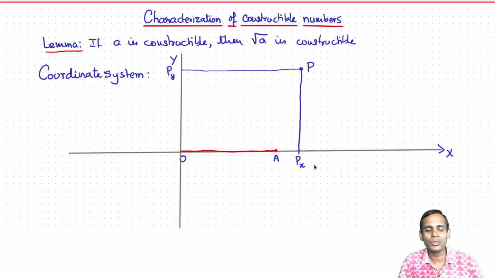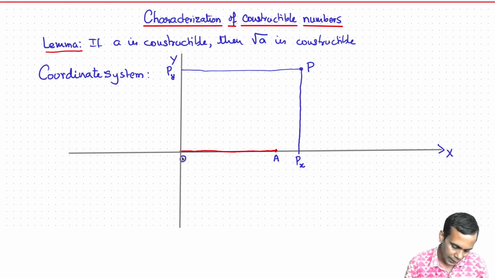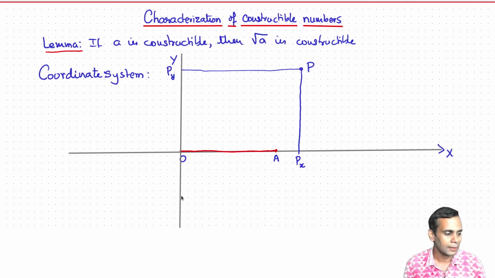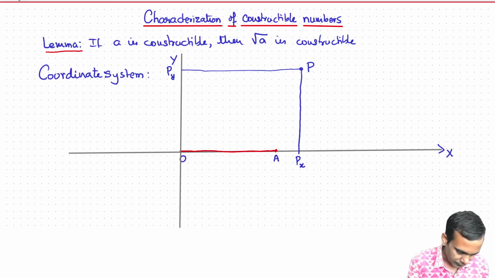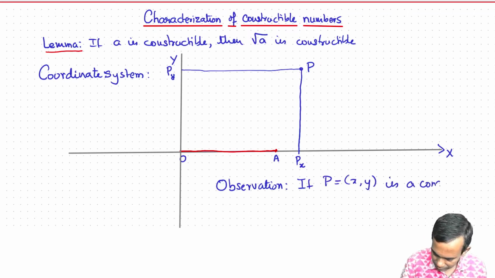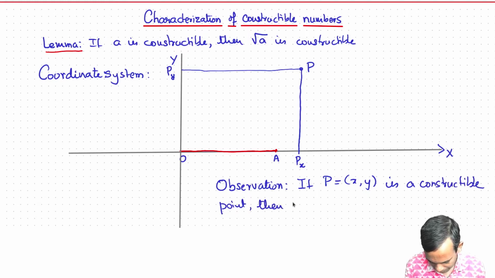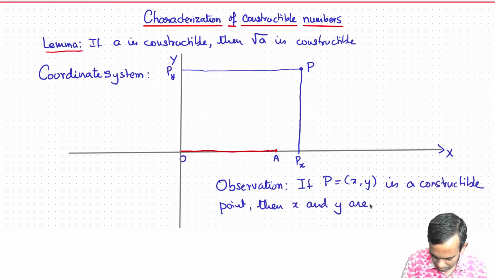The x-axis is the line that passes through O and A, and the y-axis is the line perpendicular to it. And if we can construct a point P, then by dropping perpendiculars, we can construct the x-coordinate and the y-coordinate of P. So we can mark off a distance equal to the x-coordinate of P and a distance equal to the y-coordinate of P along the x and y axes respectively. So what we observe here, maybe I'll just call it an observation: if P equals (x, y) is a constructible point, then x and y are constructible numbers.